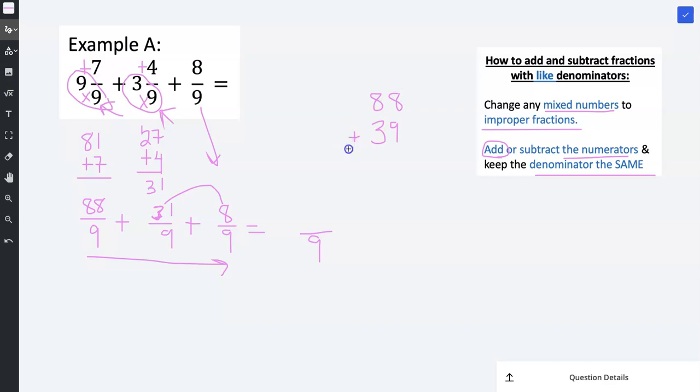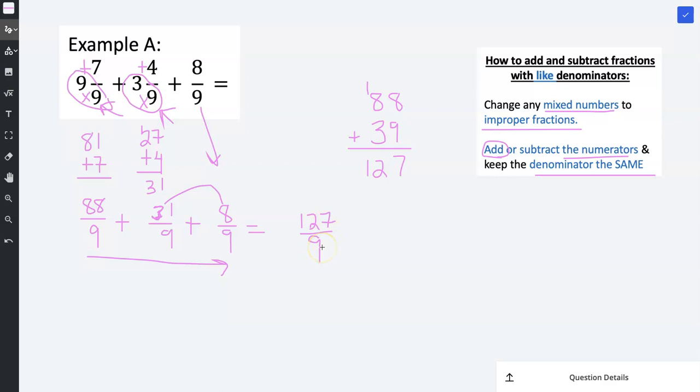8 plus 9 is 17, so I place a 7 here and carry the 1. 8 plus 1 is 9, and then plus 3 more, so I just count out 10, 11, 12. So 127 ninths.